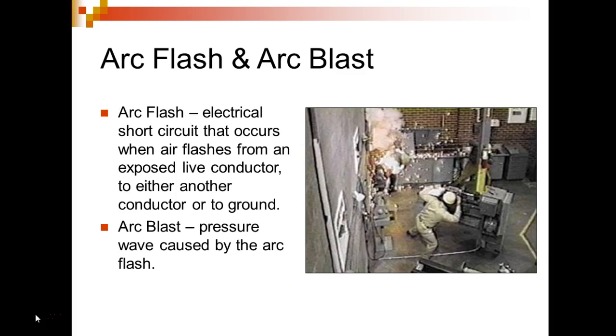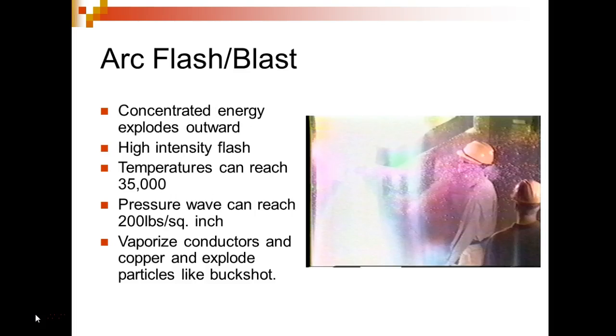So this is the, yeah, and that's what happens. And we'll look at this. I'll talk about the temperature of an arc blast in a minute. This is what's coming. Concentrated energy explodes outward. High intensity flash, which could damage your eyes if you don't have any eye protection on. Could burn your eyes if you don't have safety on. Temperatures can reach 35,000 degrees. People, that's hotter than the sun.